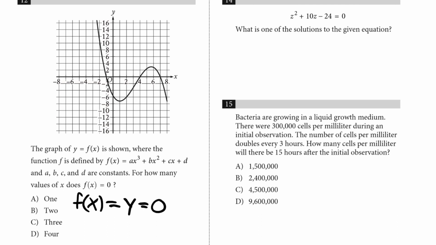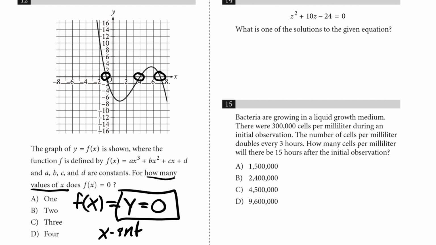And whenever we have one variable equal to 0, that means we're looking for the intercepts of the other variable. So since y is equal to 0, that means that we're looking for our x-intercepts. And the question is asking how many values of x, which means how many x-intercepts are there. So if we count 1, 2, 3, there are 3 x-intercepts.